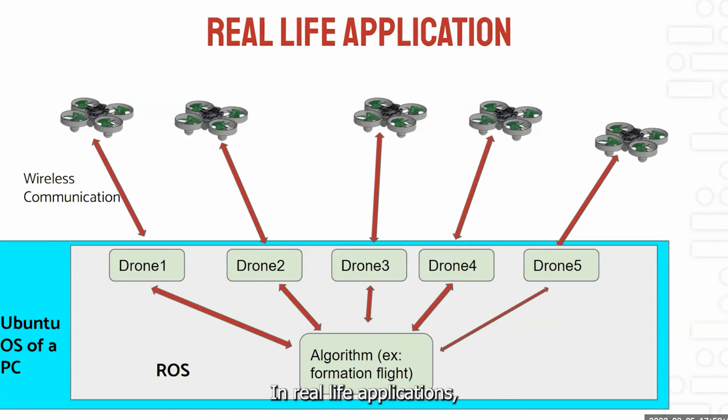In real-life applications, ROS can communicate with multiple drones where we call it as nodes. We will be covering it later. Then each drone will communicate with the ROS framework. The ROS will send its data to the drone and get information to calculate the data and information that we want.